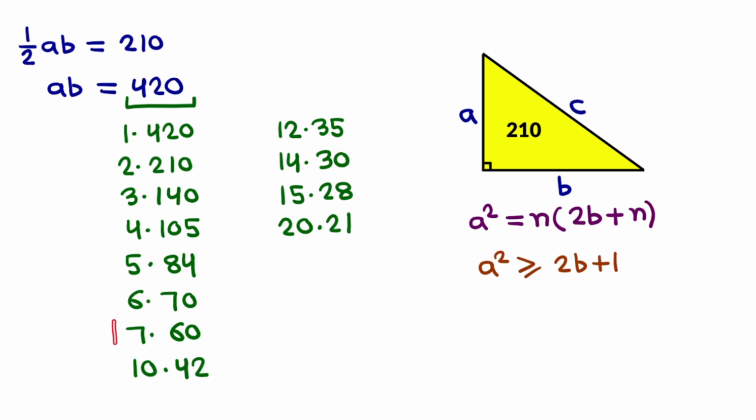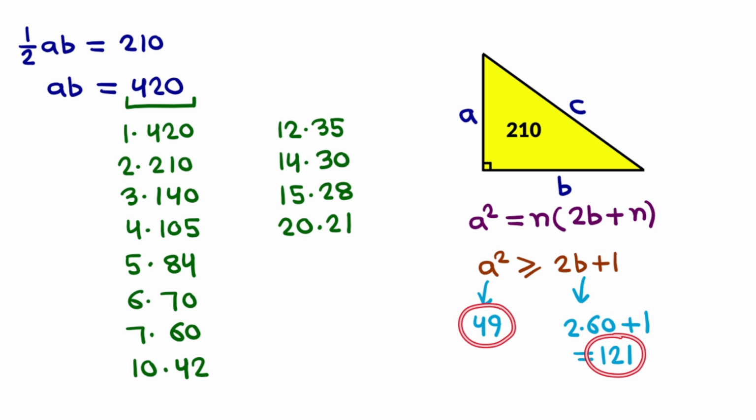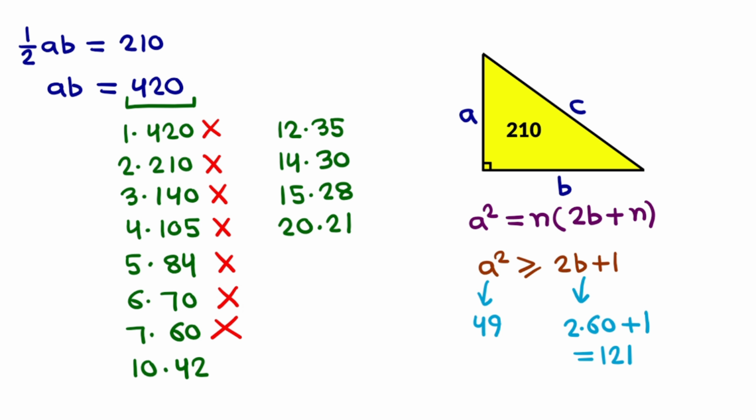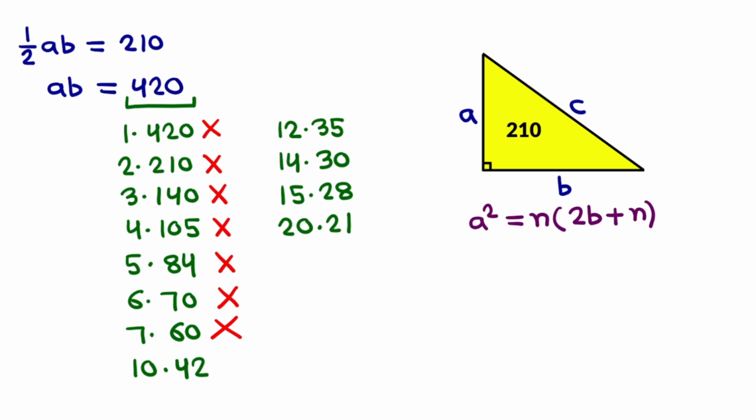For example, take 7 and 60. A squared is only 49, but 2b plus 1 is 2 times 60 plus 1, which is 121. 49 is much smaller than 121, so that pair is impossible. In fact, this simple inequality eliminates every pair up to 7 and 60. So now we only need to test the survivors.